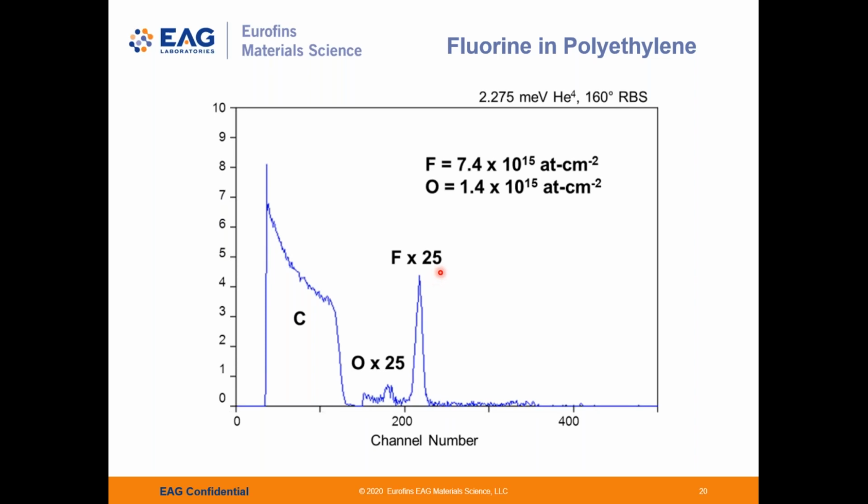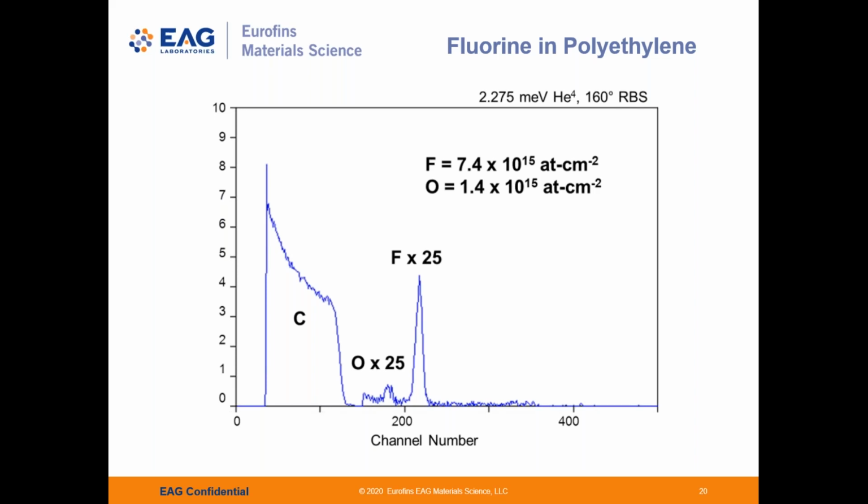The areal densities of the fluorine and oxygen are measured to be on the order of 10 to the 15 atoms per square centimeter. This would correspond roughly to a film of approximately 15 to 20 angstroms thick. This type of precision is possible only when the elemental peaks are well separated from each other and from the substrate, which is carbon in this case.